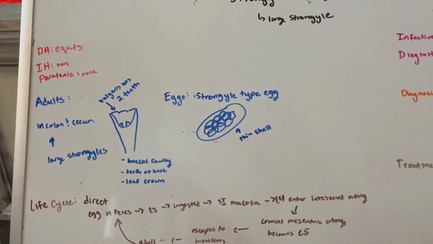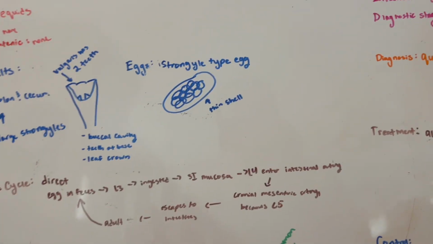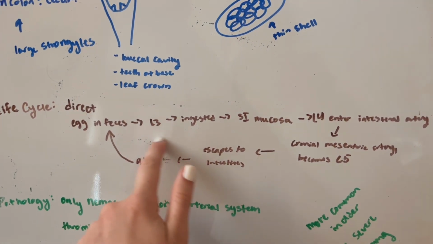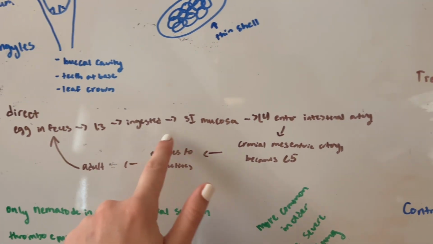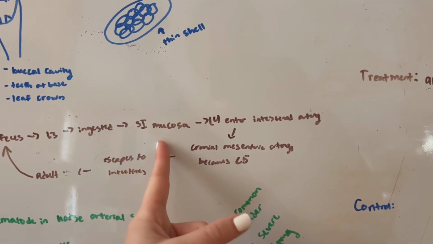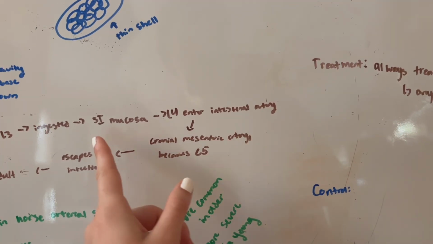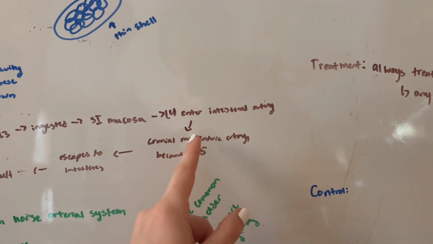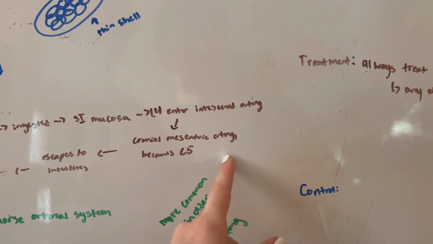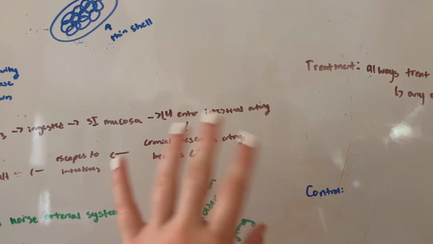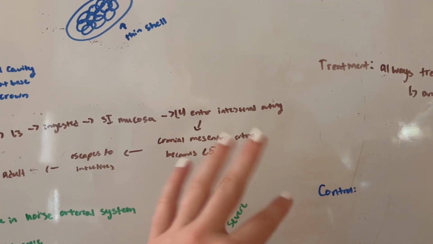So the life cycle specifically of Strongylus vulgaris is going to be the eggs in the feces. The L3 is what's infective, and that's ingested, goes to the small intestine mucosa. From there, the L4s enter the intestinal arteries. Then the L4s migrate to the cranial mesenteric artery and become L5s there. It'll sit there for a little bit and grow and mature and do some damage.